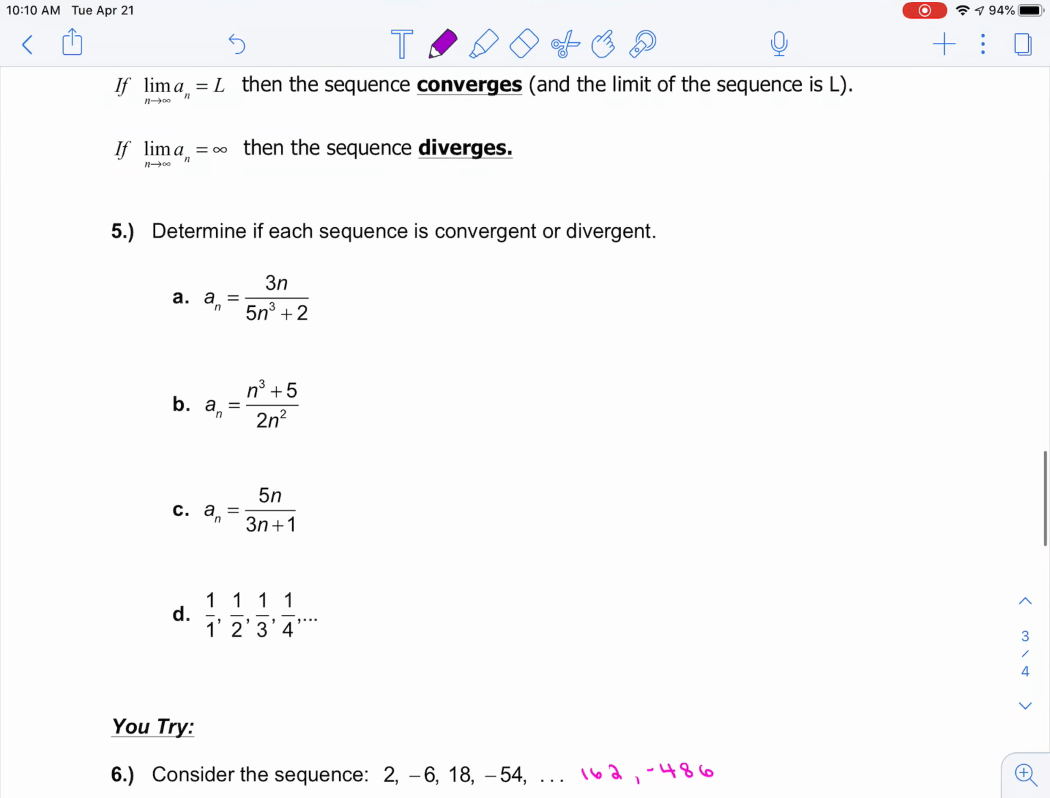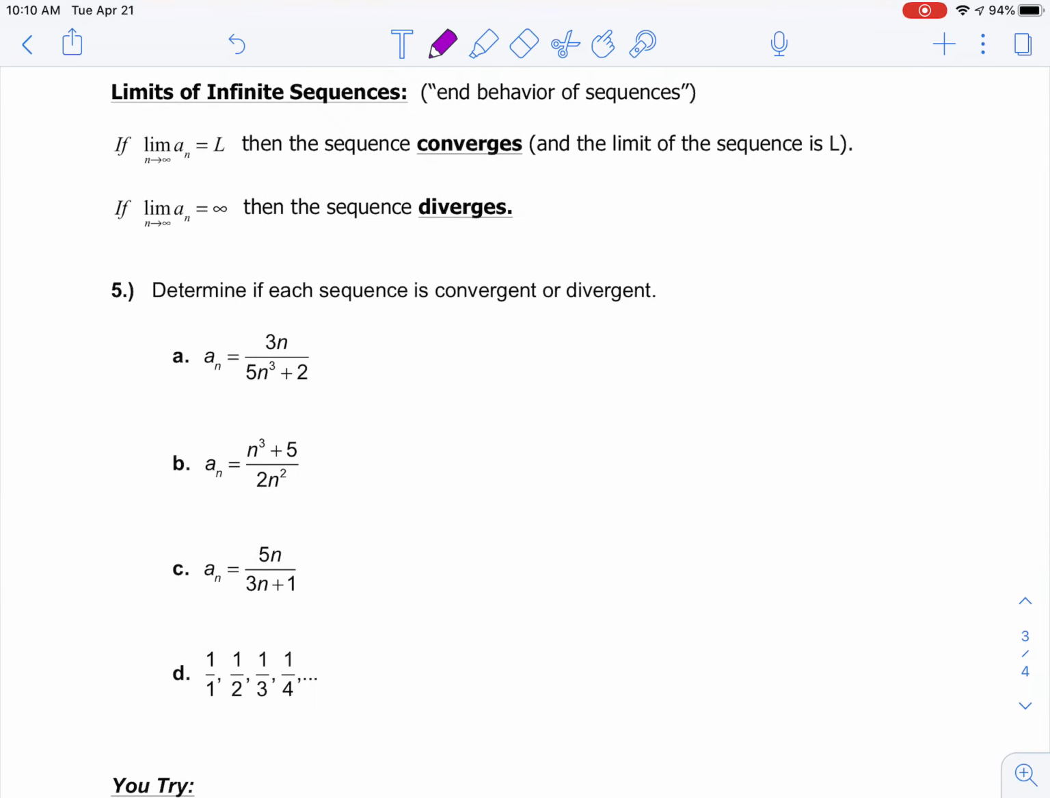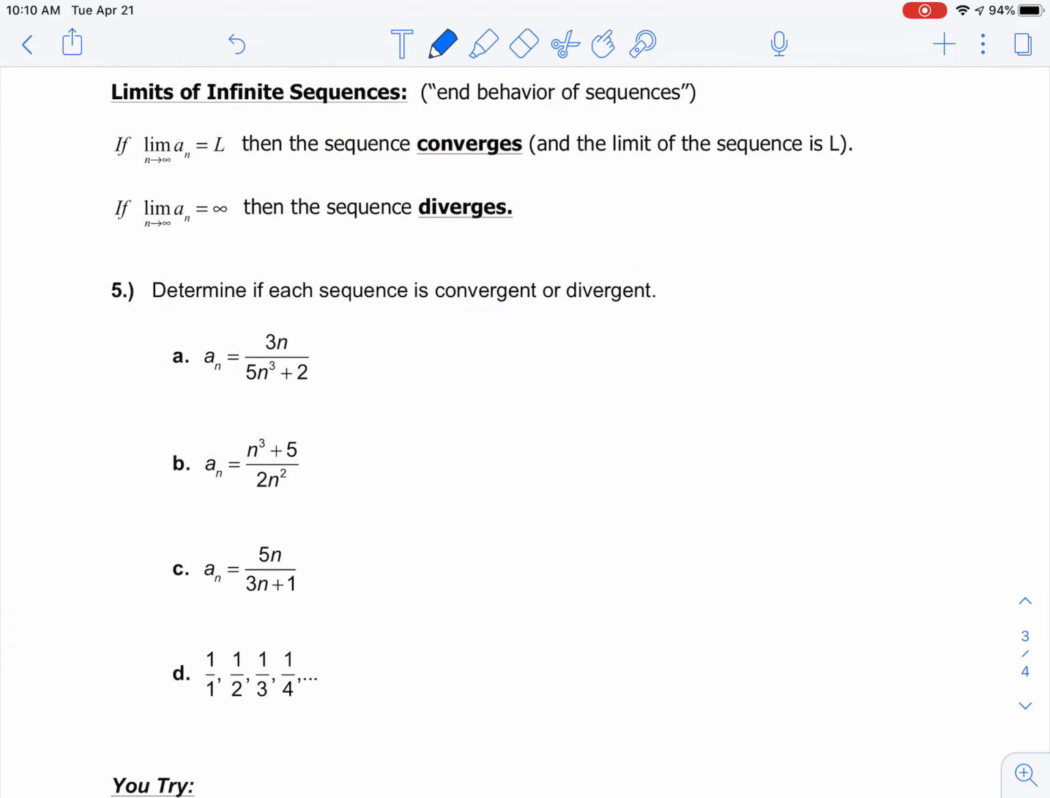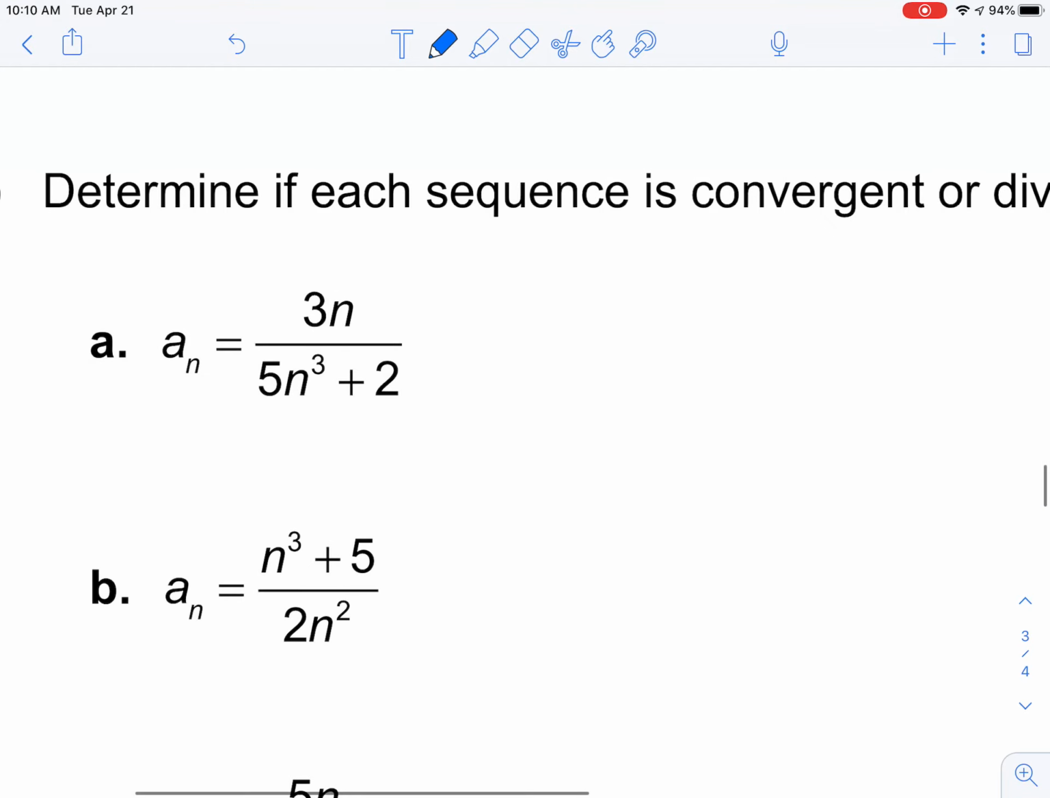So there's different ways you can do this. I think the best way is to use your calculator, but also if you remember things from first semester, you can also think about not using the calculator and just think about what happens as you sub in n values that would get higher and higher and higher.